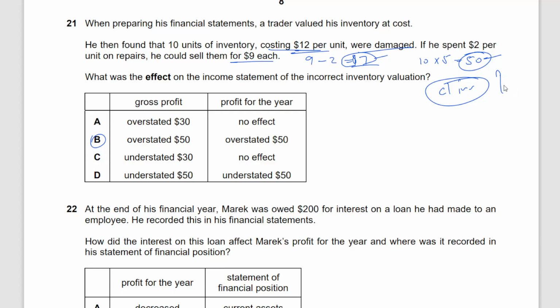If closing inventory is high, the profit is going to be high arithmetically. That's how the mathematics of the income statement works.